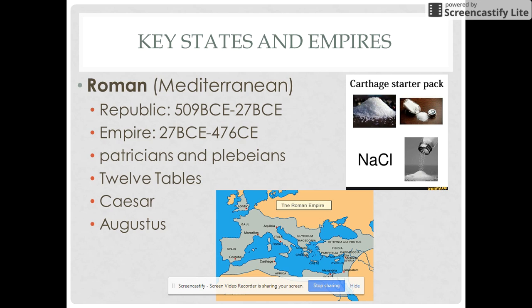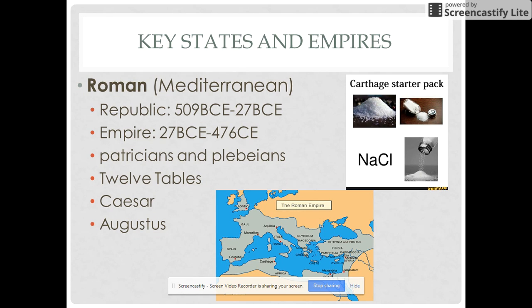Rome officially becomes a republic in 509 BCE, when you have the two consuls, who were the rulers, elected by the patricians, which are the upper class. And then you have the Senate, who are supposed to represent the interests of everybody else. The plebeians, which are the lower classes, are actually represented by a tribune in the government.